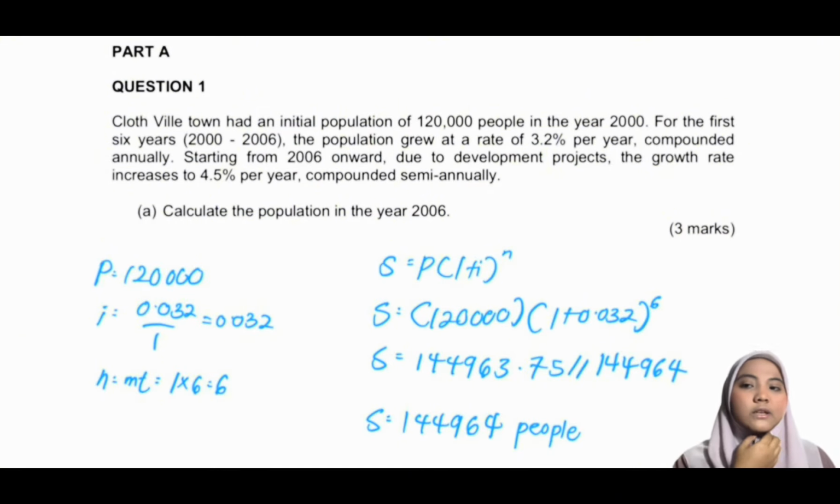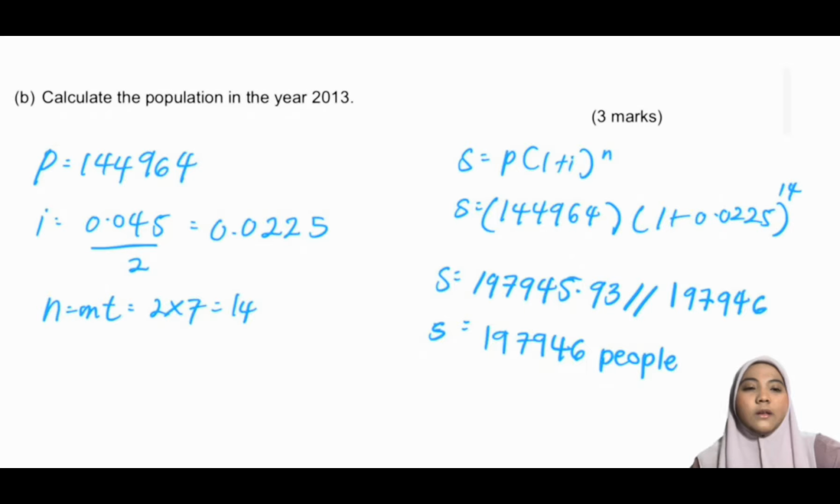And we need to substitute the formula. S equals 120,000 bracket 1 plus 0.032 power of 6. And we get the answer 144,963.75. But since the question asks for the population, we can round it off to 144,964 people.